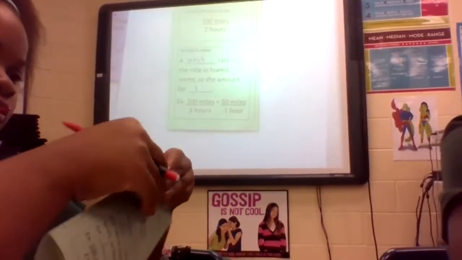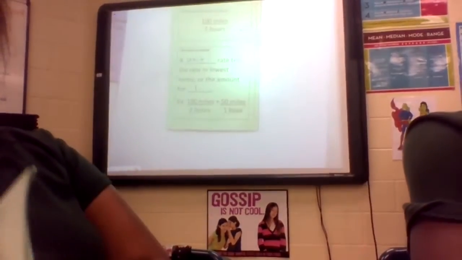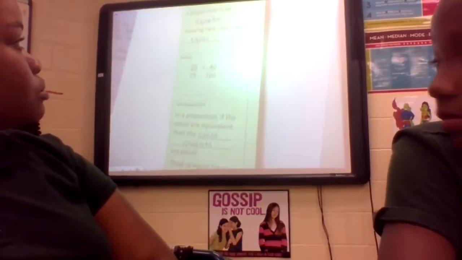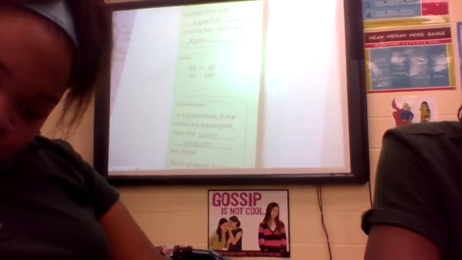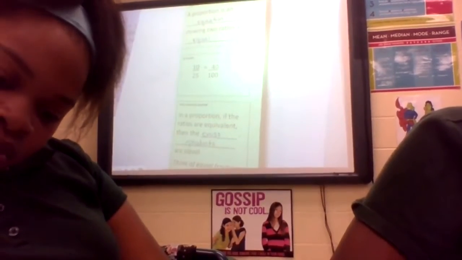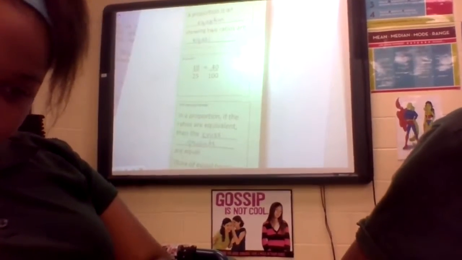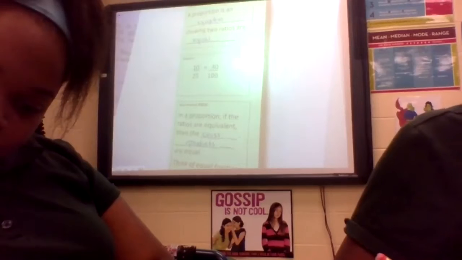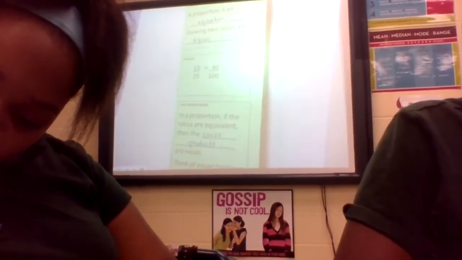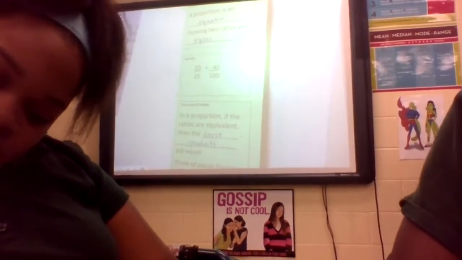Now proportions are a little bit different. Well, kind of the same. A proportion is an equation showing that two ratios are equal. And I told you, to figure out if you have an equal ratio, your cross products will be equal. That means I cross the two numbers and multiply them. If they're the same, my two ratios are equal. If they're different, they are not equal.